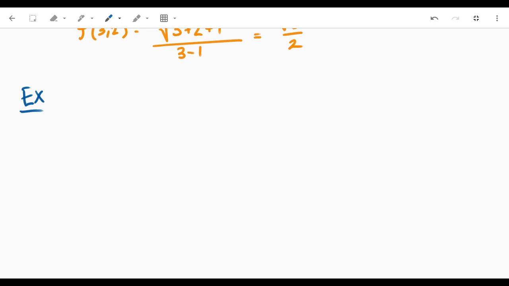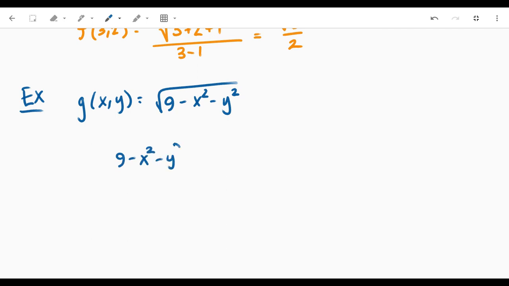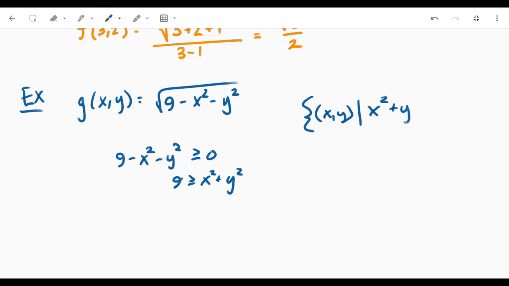But we have g of xy equals the square root of 9 minus x squared minus y squared. Okay, so since we know that 9 minus x squared minus y squared has to be greater than or equal to 0, we can do something like that. So your domain would be all ordered pairs x, y, such that x squared plus y squared is less than or equal to 9.